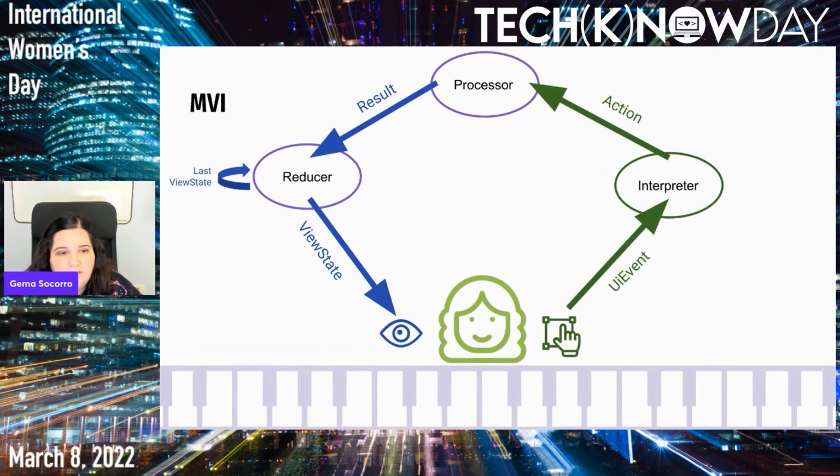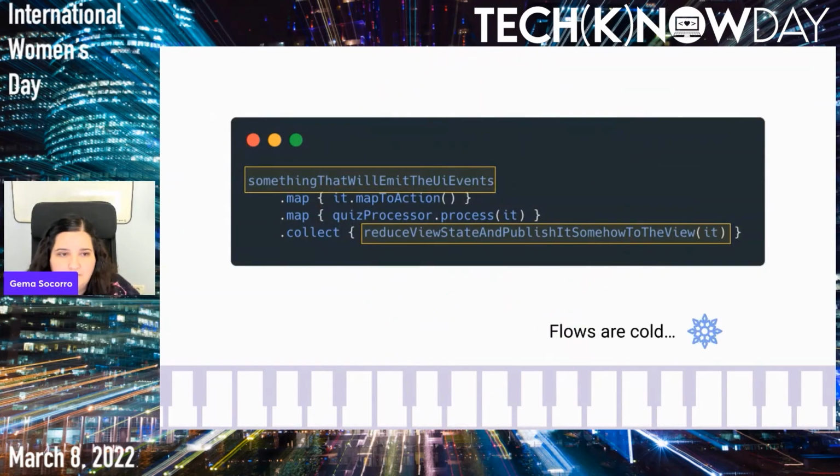So yeah, we have everything ready to do our MVI. Let's model this in code. So we are going to have something that will emit the UI events, which will be the user, but he or she needs help to convert those emissions into code. We will see how we can do that now. Then those UI events, we are going to map them to actions or not, whatever fits our needs. Then those actions or UI events will be mapped into results using the processor. And then we are going to collect these results and do something with them. We are going to reduce them using the last view state and publish them to the view.